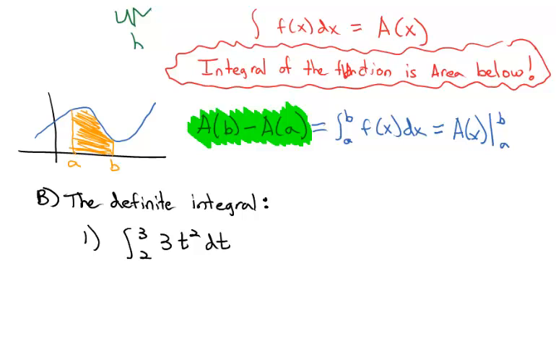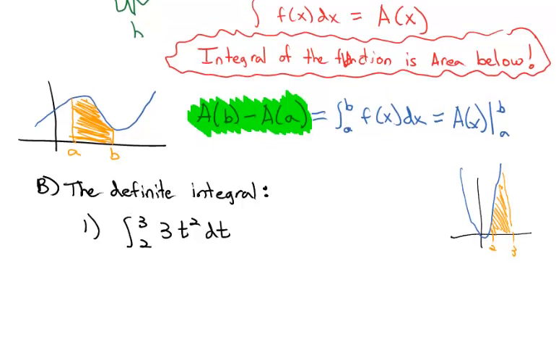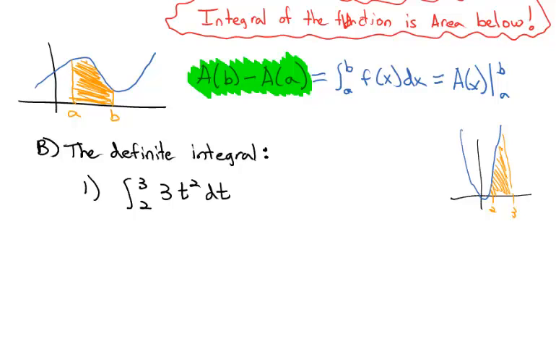Essentially what we're really doing with the integral is, if I look at the graph of 3t squared, it looks something like this. We're interested in the area between 2 and 3. How much area is in that part of the graph? That's what the integral is asking. What is the area below the graph? And we can evaluate this.